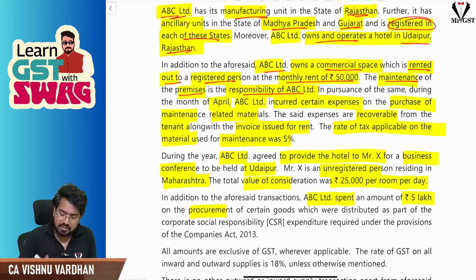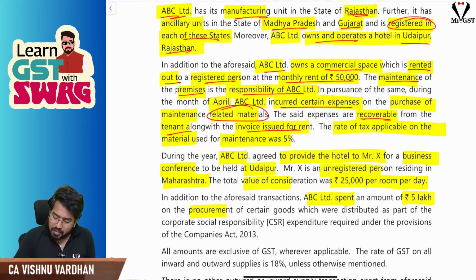Maintenance of that premises is the responsibility of ABC Limited. That is, the owner is maintaining the property and charging rent, and for that maintenance they are incurring certain expenses and recovering them from the tenant by issuing an invoice.